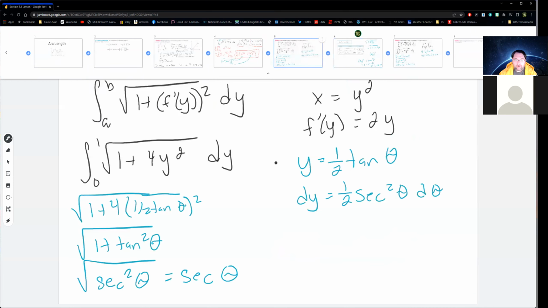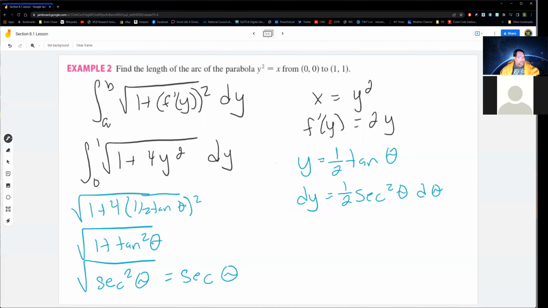All right, so we're here. The other thing I'm going to want to do is, again, not have to go all the way back. So I want to change my 0 and my 1 into thetas, so I don't have to go back to the y's.